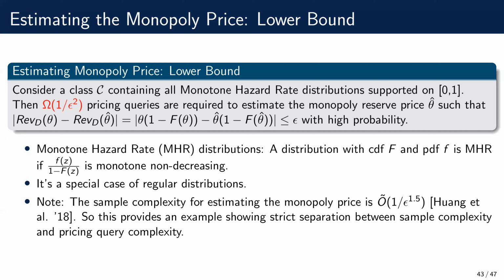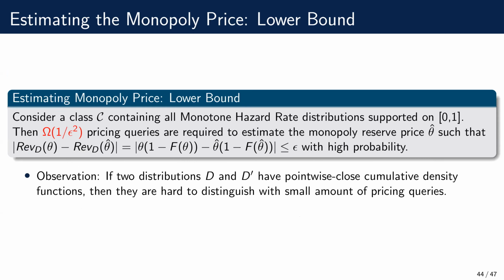So for regular distributions, the 1 over epsilon squared pricing query complexity is tight up to a logarithmic factor. By Huang et al., the sample complexity for estimating the monopoly price for MHR distributions is 1 over epsilon to the 1.5. So this is strictly less than the pricing query complexity, and it shows an example of a strict separation between the two concepts.